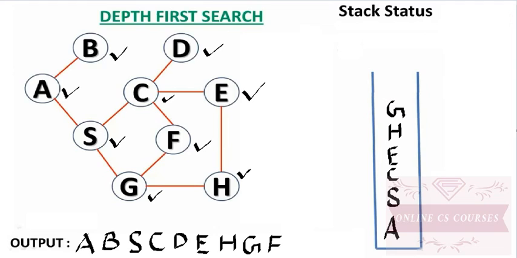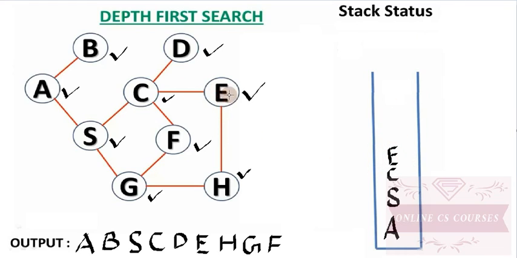Now we have G on the top of the stack and G has adjacent vertices, but all three vertices are visited, so we will also pop G from the stack, because इसके जितने भी adjacent vertices है वो all visited vertices है, so we will pop it from the stack. And similar condition with H: all the adjacent vertices are visited, so we will pop H and we will have E on the top of the stack.